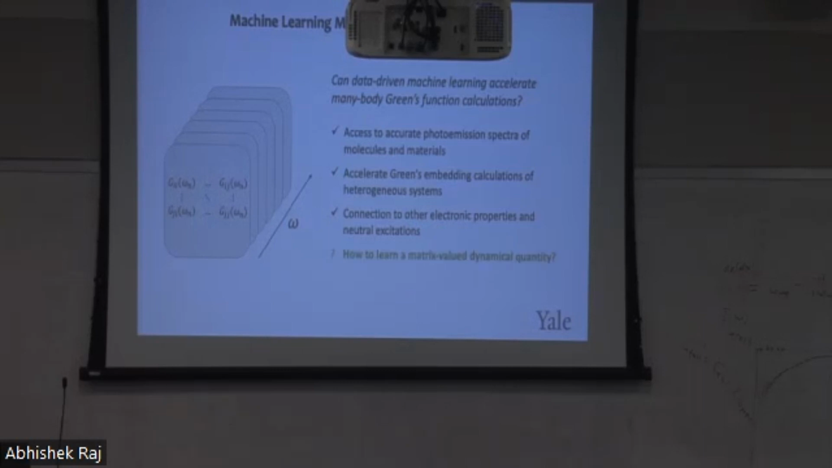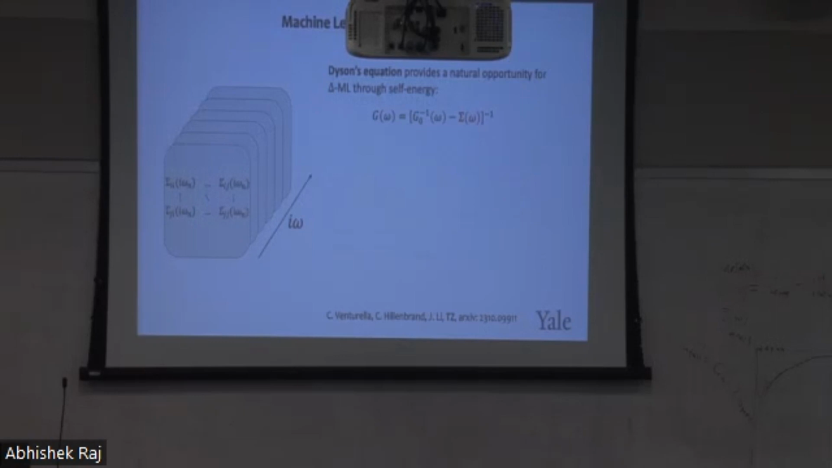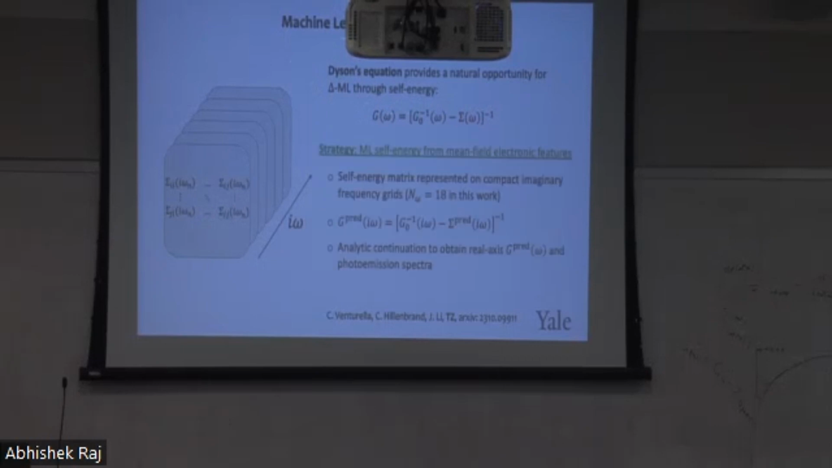But the question mark would be how to learn such a thing, right? What we're doing here is, instead of learning the Green's function, why not just do machine learning on the self-energy? Because we know that the self-energy term captures the many-body effects between a mean-field method and an interacting method. And that naturally gives you something that's delta machine learning, right? So it's very natural from the Dyson equation, you have this delta ML formula. That's what we're going to do.